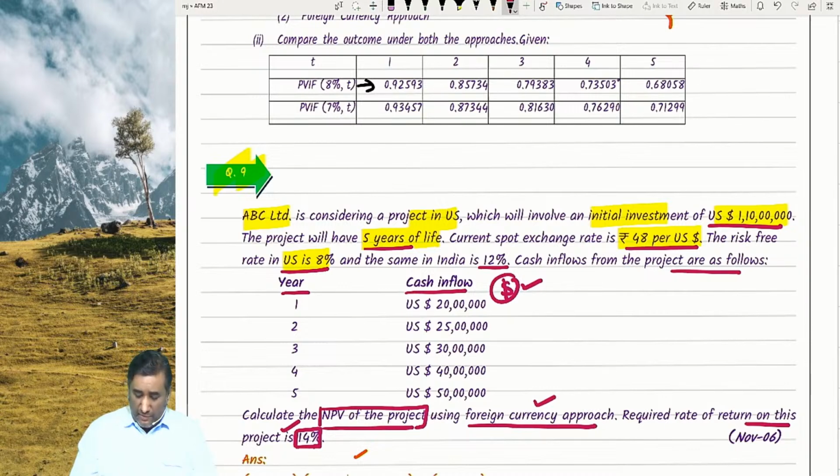First of all, what do you mean by foreign currency approach? I have to solve in dollars or in rupees? Dollars. Cash flow should be in dollars, discount rate should be in dollars. Discount rate should be risk free or risky rate? Risky rate. So certainly I cannot use this 8%, certainly I cannot use this 12%. Can I use this 14? Depending on circumstances. Cash flow in dollar. Now my question is, this 14% is a risky rate for sure. Is it a dollar discount rate or is it a rupee discount rate?